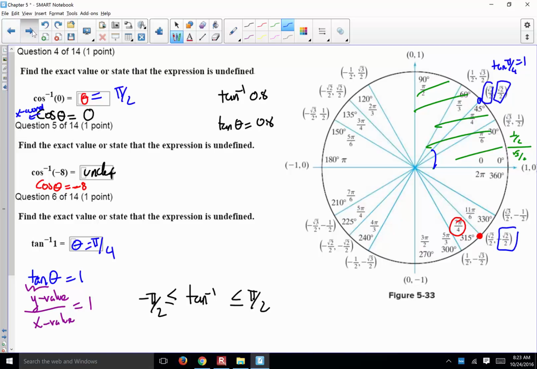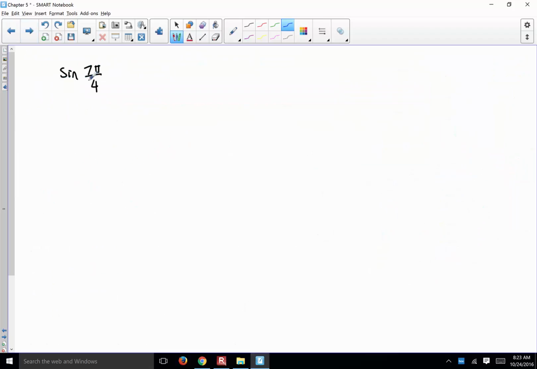Alright. Find any way you want: wheel, reference angle, or add a period, subtract a period from it. Use another table, but get this done. And we know it's minus root 2 over 2. Okay?